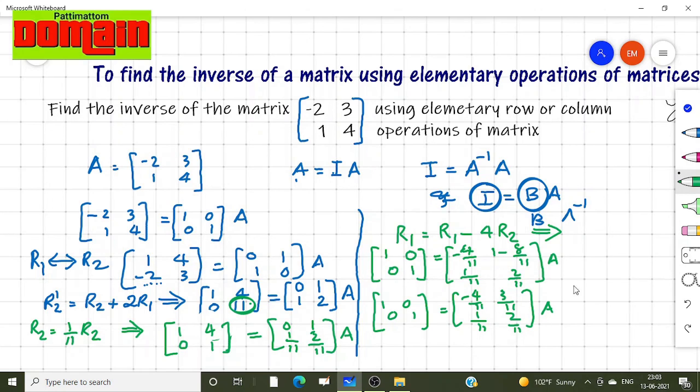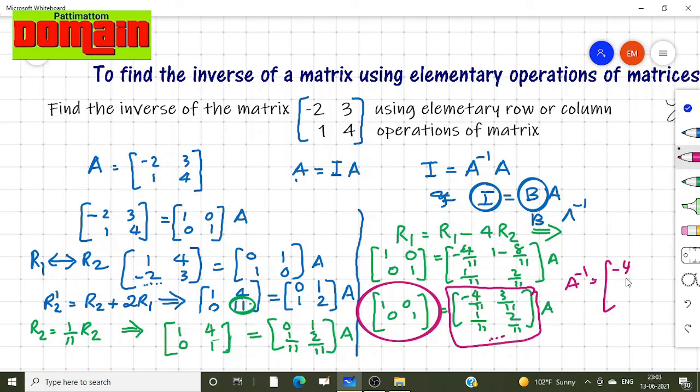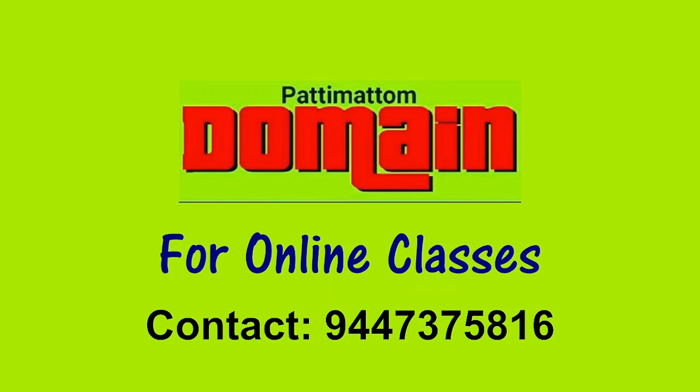Now what do we get? A into this quantity is equal to this identity matrix. Therefore, this one will be our A inverse. A inverse is equal to [-4/11, 3/11; 1/11, 2/11].